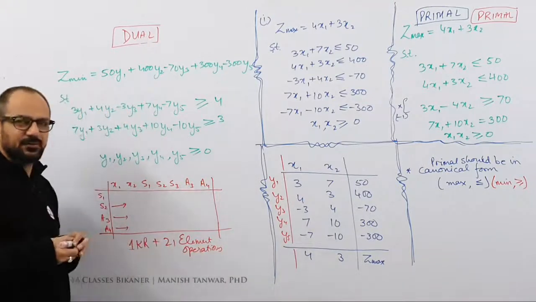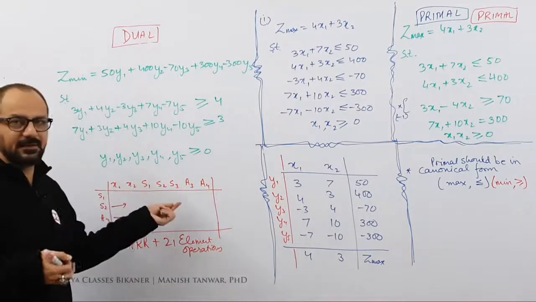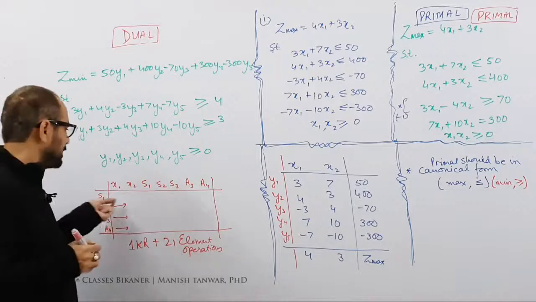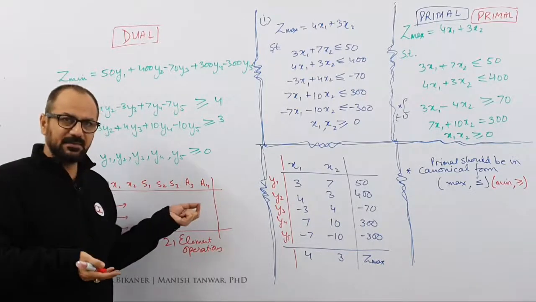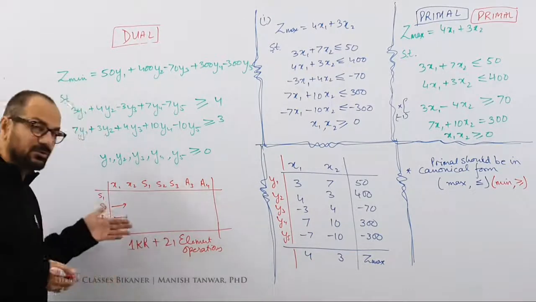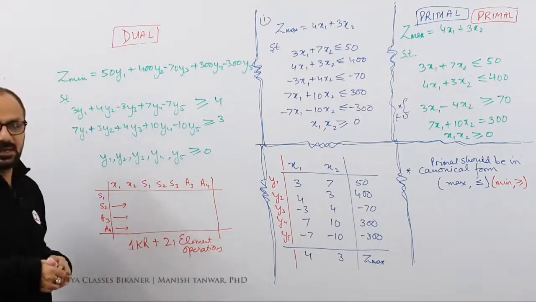See, key row is straightforward. Key row is simply dividing it by key element. If you remember simplex properly, key row simply is divide everything by key element. But for remaining rows, we need to go through those element level operations.